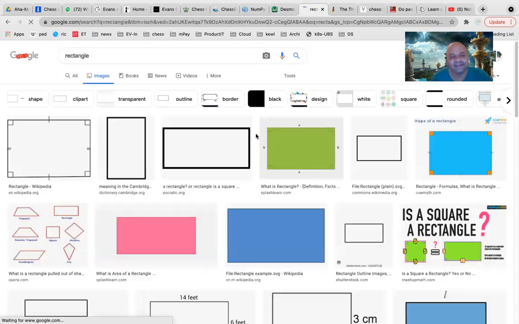Sir, a rectangle has opposite sides equal in length and all the angles are right angles, right? 90 degrees. Each angle is 90 degrees and opposite sides are equal, then it is a rectangle. If all four sides are equal, then it becomes a square.